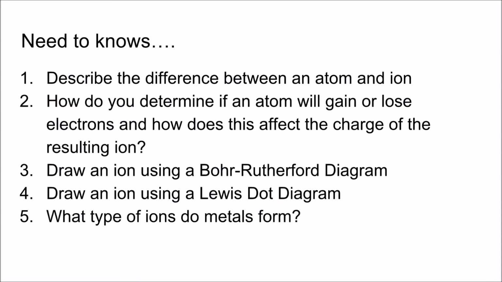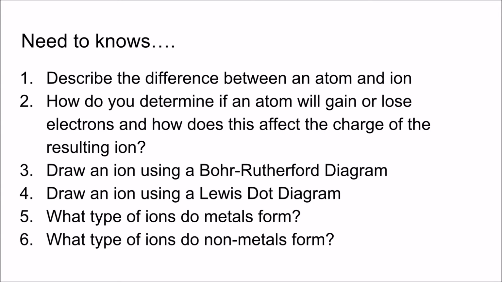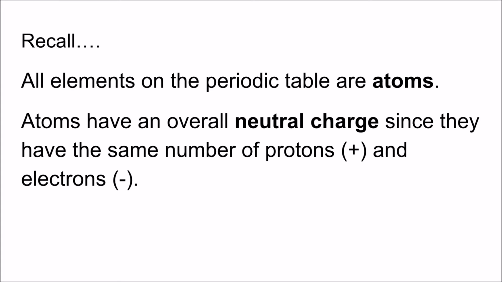And finally, we need to know what type of ions metals typically form and what type of ions non-metals typically form. So as a quick refresher, we've been talking a little bit about the elements on the periodic table so far, and we have to remember that they are all what are called atoms. So each element on the periodic table is an atom, which means it's in the smallest form of matter possible. It can't be divided any smaller.